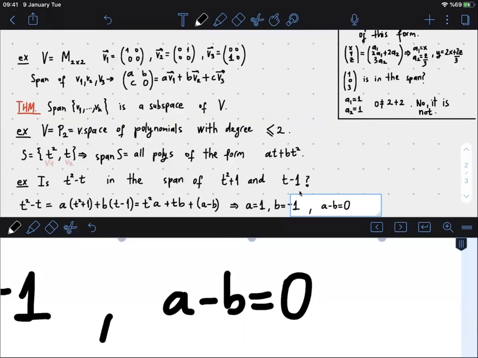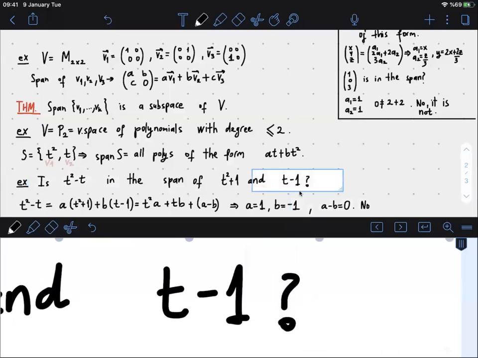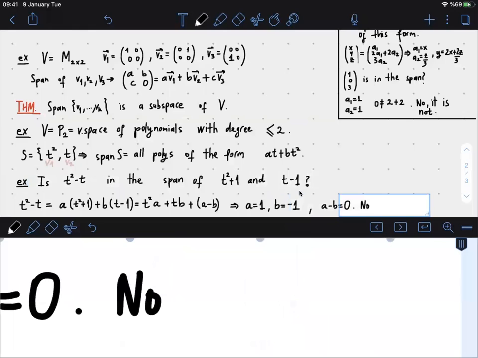No. So no solution means this given polynomial is not in the span of these two polynomials, t squared plus 1 and t minus 1. No solution means not in the span.